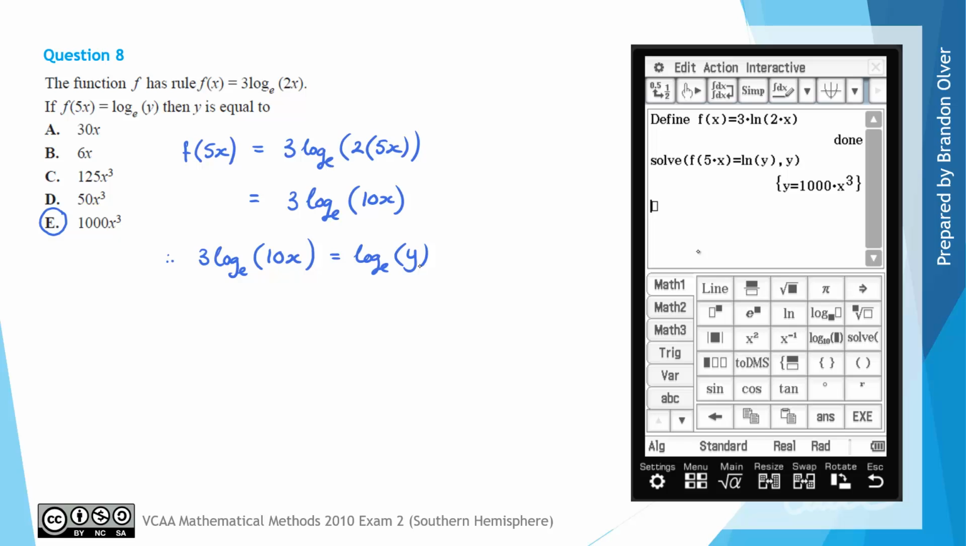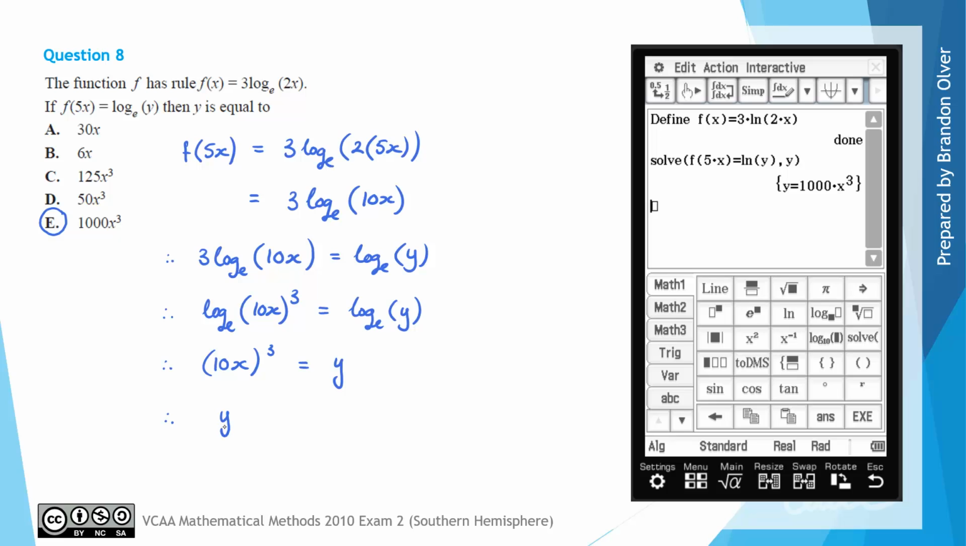And now we want to find y. So what we could do is bring this 3 that's multiplying the first log up as a power. So that would give log e of 10x to the power of 3 is equal to log e of y. And then what we know is if we have an equation with 2 logs on either side and the bases are equal and there's nothing else added on or multiplying them, then the inside parts of the log must be the same. So therefore we have 10x to the power of 3 must equal y.